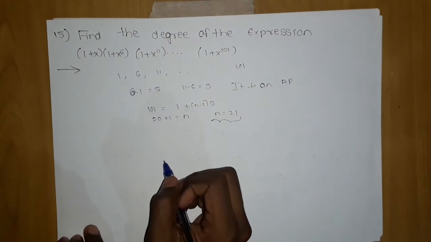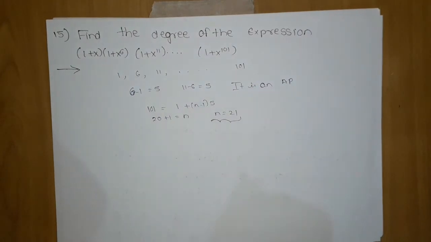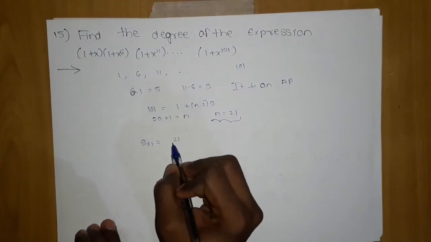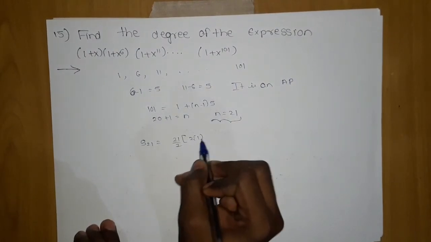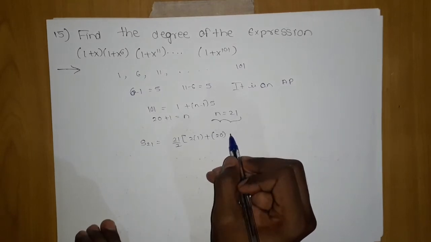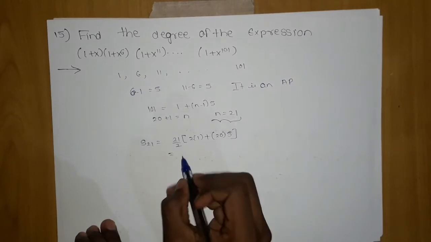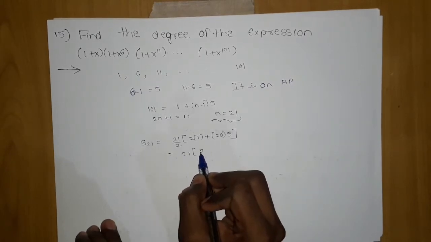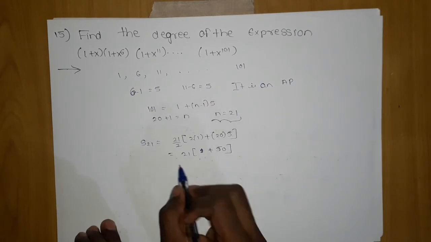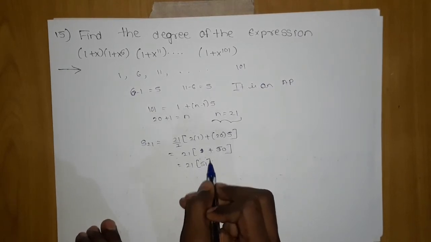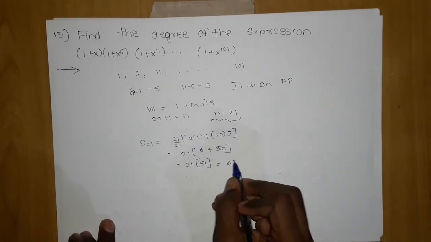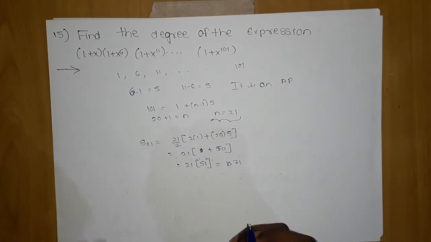Now we want to find the degree of the expression, which is nothing but the sum. So the sum of 21 terms is 21 by 2 into bracket 2 into 1 plus 21 minus 1, which is 20, into d. d is 5. So we are getting 21 into 1 plus 10 into 5, which is 50, which gives me 21 into 51, and my final answer is 1071. So this is our answer.